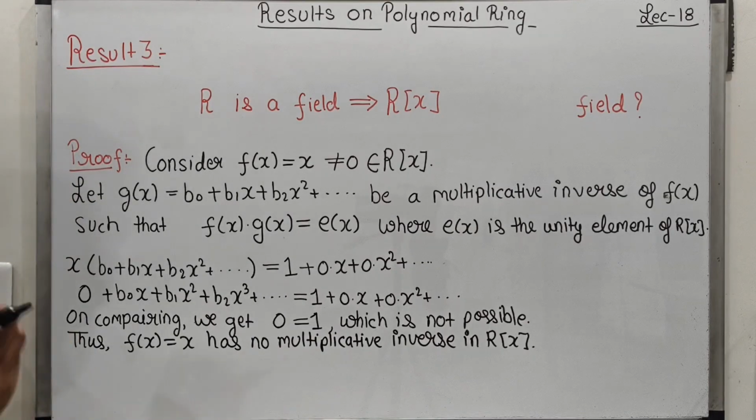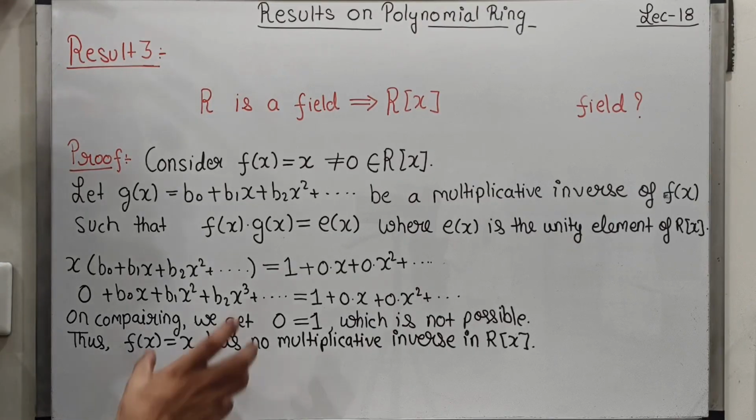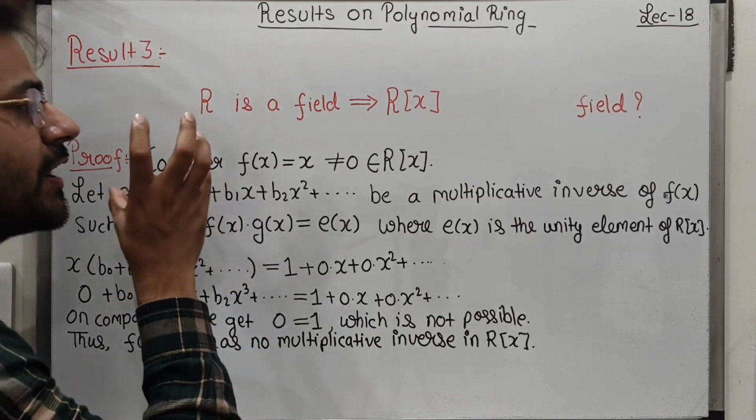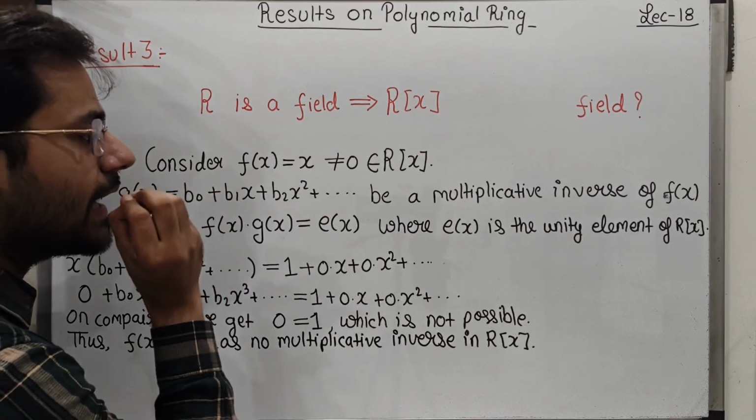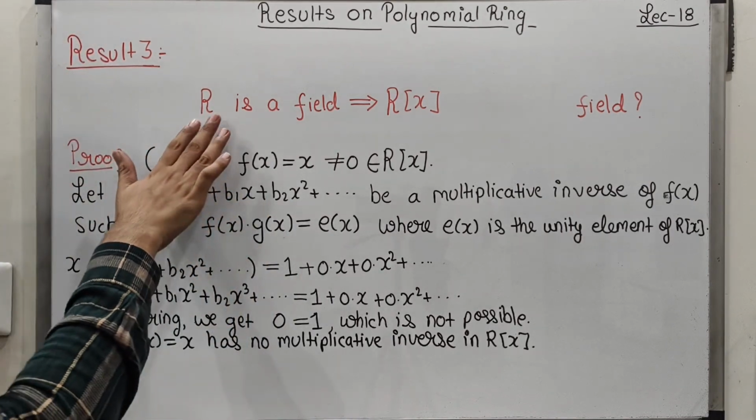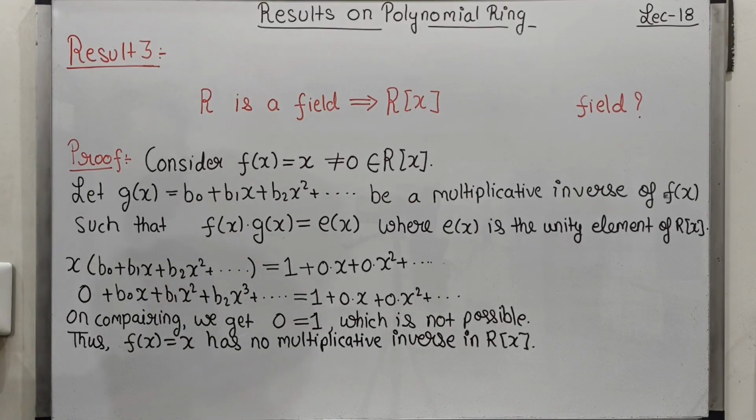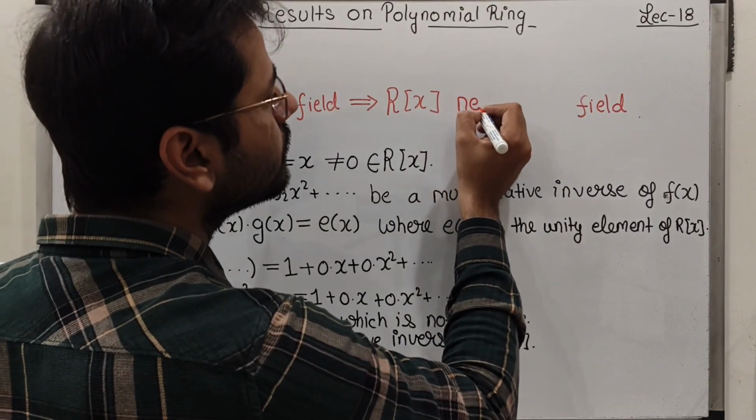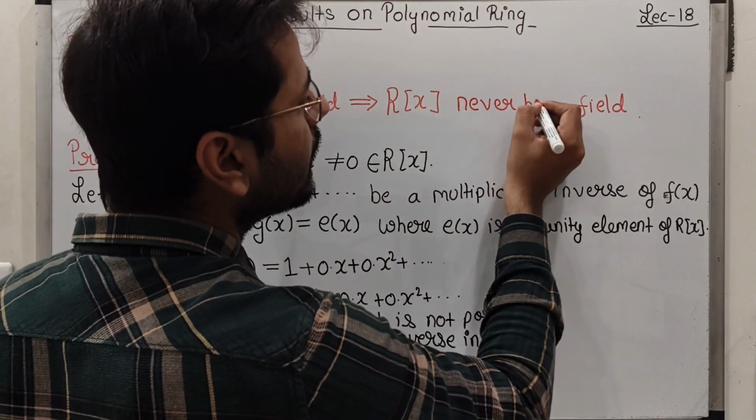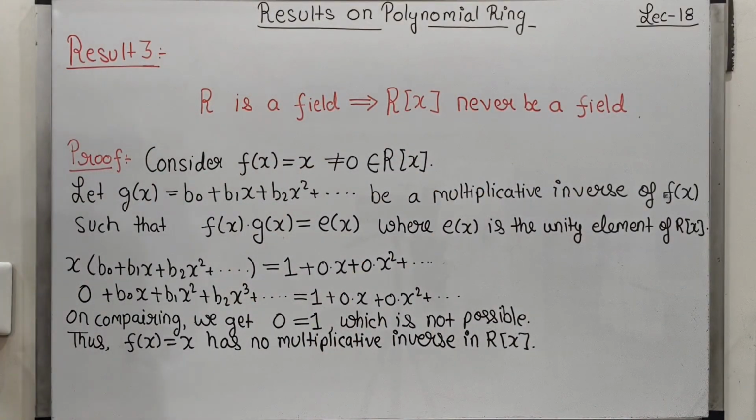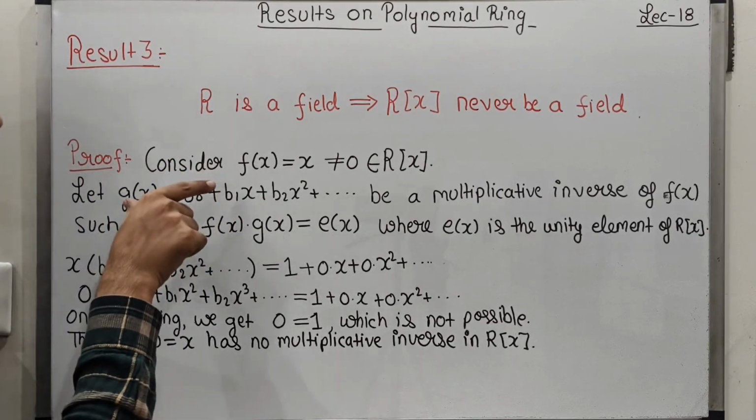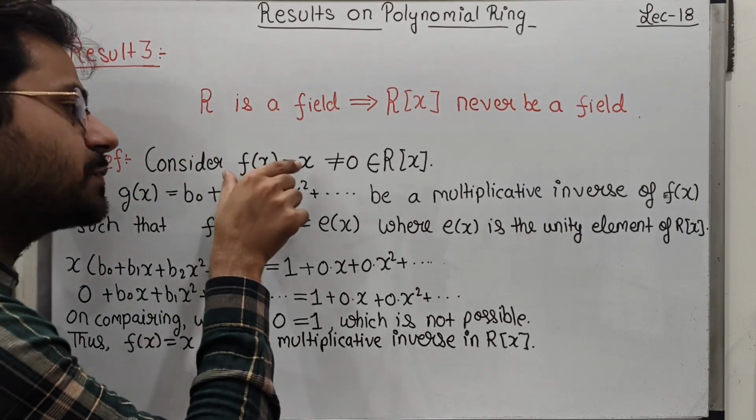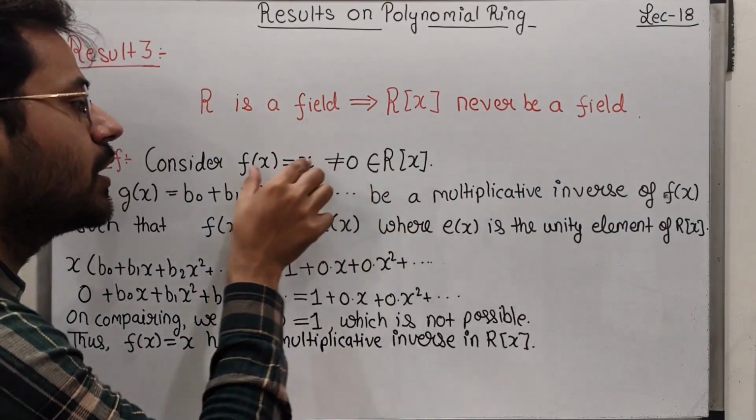So this is what we have to show, and we have shown it clearly that the polynomial ring is not going to be a field in any case. If the parent ring is a field, then the polynomial ring will never be a field. Why? Because we have shown one counter example, one element which is present in every polynomial ring, which is f(x) equal to x.